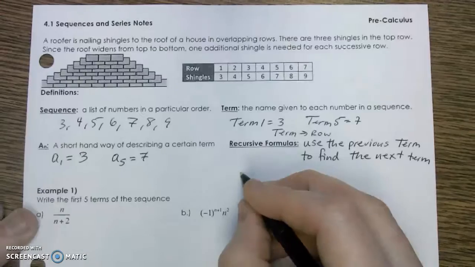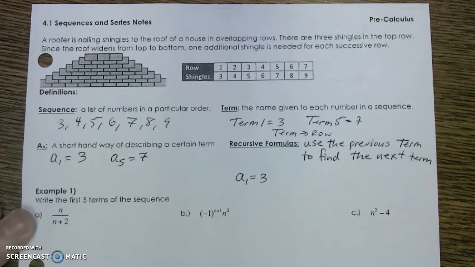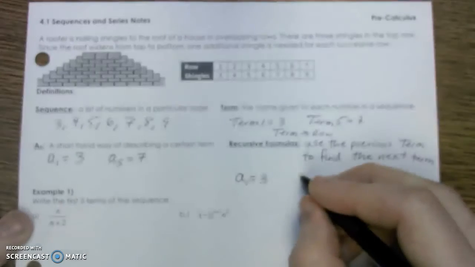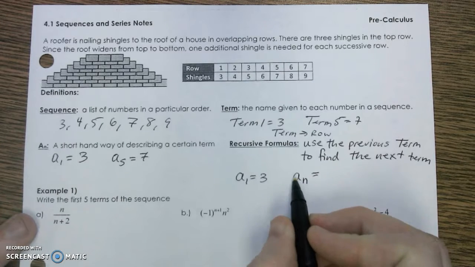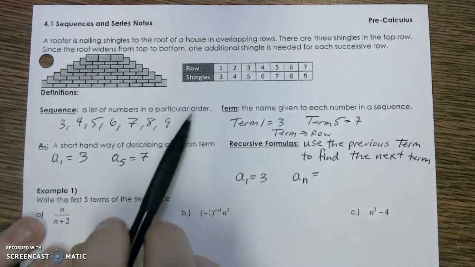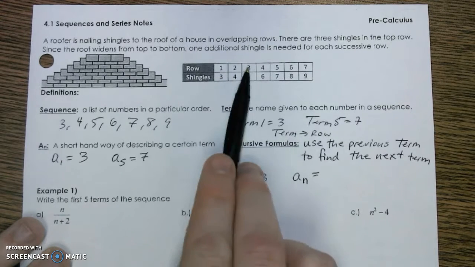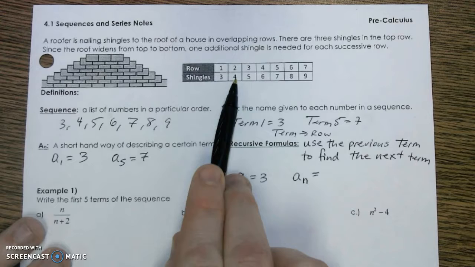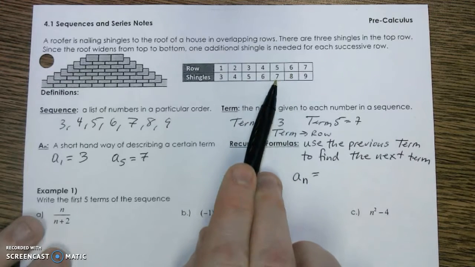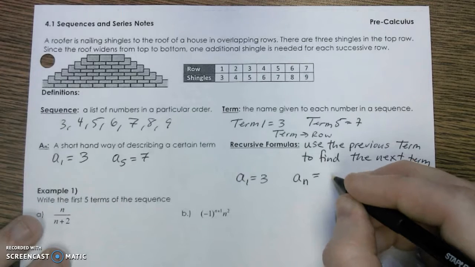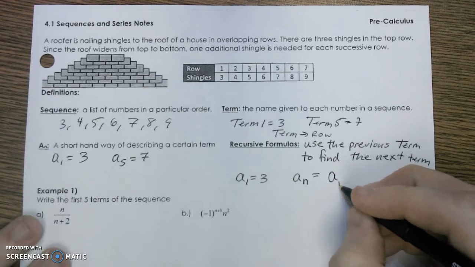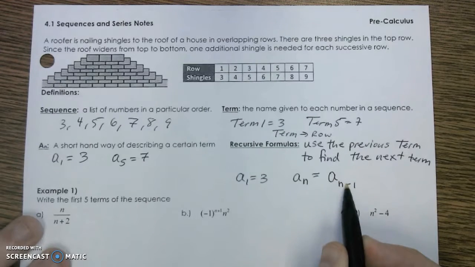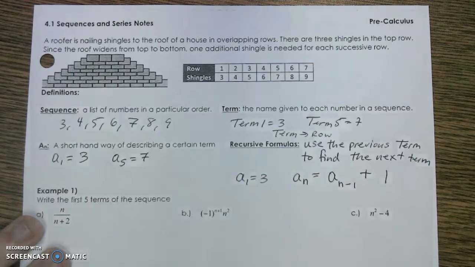So, for example, we always start by saying what our first term is, and then we write a rule to find the next one. A sub n could mean next. So the term you're looking for, we see that each row you just add one to the one before. So to find row 3, we just add 1 to row 2. To find row 6, we just add 1 to row 5. So we're taking the term before it. So if a sub n is the term I'm looking for, then a sub n minus 1 is the term 1 before it, and we're just adding 1 to that number. So this would be the rule for the example that we have.